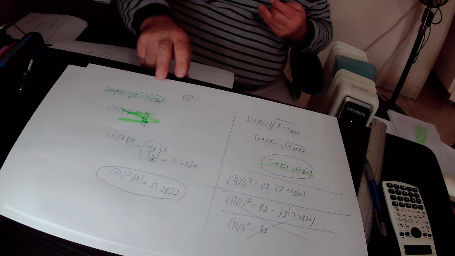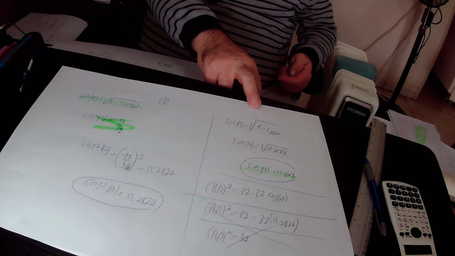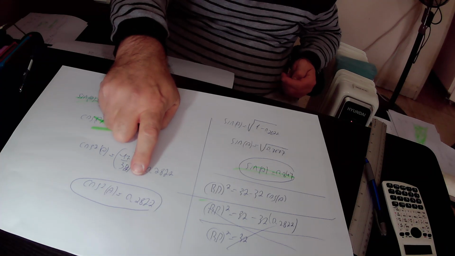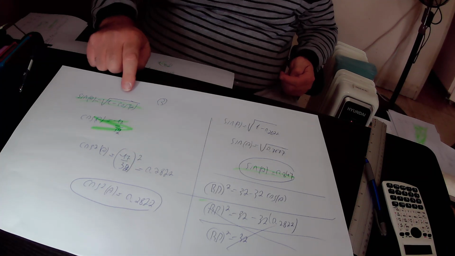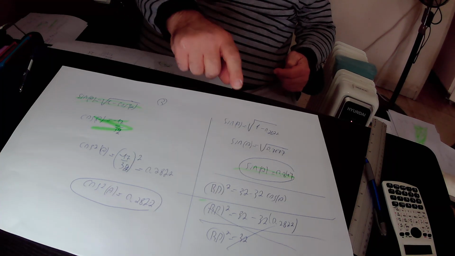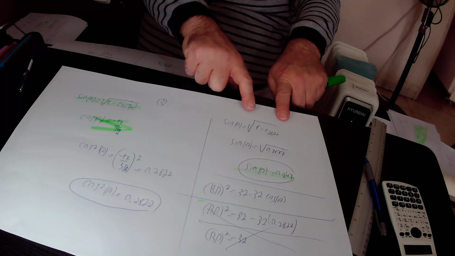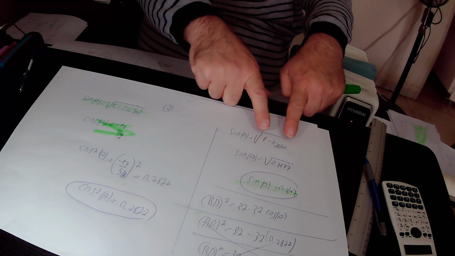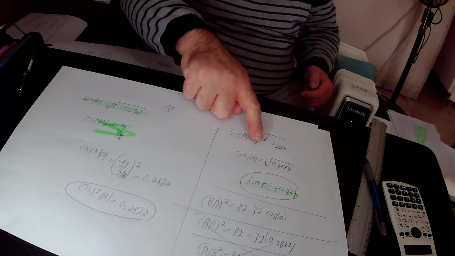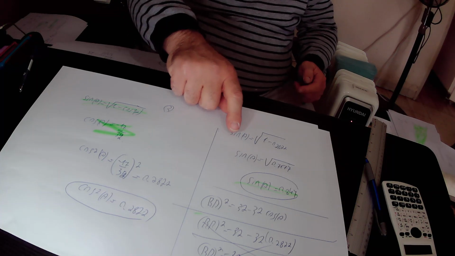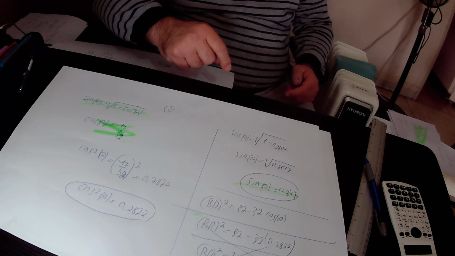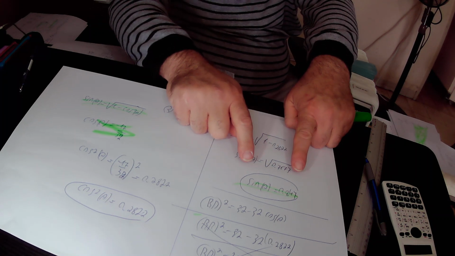And we already found out that sine theta equals the square root of 1 minus cosine squared theta. But cosine squared theta is 0.2822. So we substitute cosine squared theta in this equation by 0.2822. So sine theta equals the square root of 1 minus 0.2822, which is 0.7177. The square root of 0.7177 is actually 0.847. So in total, we found out that sine theta equals 0.847.